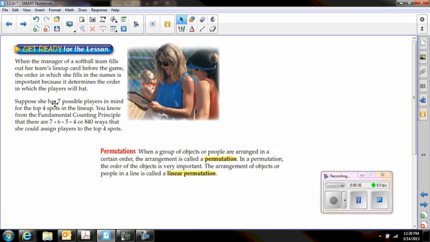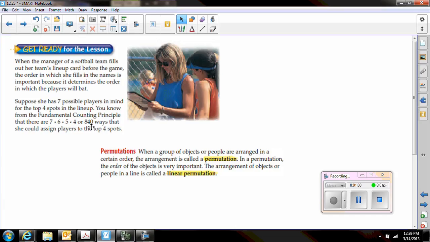We can use the fundamental counting principle to figure out how many different ways she can order her lineup. So for instance, in spot number 1 she has 7 different options. Spot number 2 would be 6, spot number 3 5, spot number 4 4. Multiply all those together thanks to the fundamental counting principle, and that means there's 840 different ways that she can order the top 4 lineup spots.